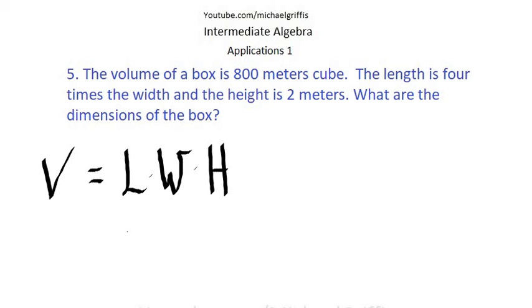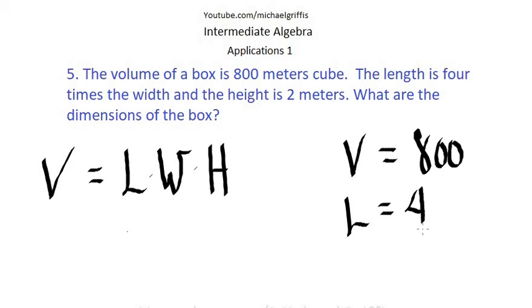Now, what do they give us? Let's write down everything they give us. They give us the volume is 800, and don't forget it's in meters. The length is 4 times the width, so L equals 4W, and the height is equal to 2 meters. We're just going to leave off the units right now.